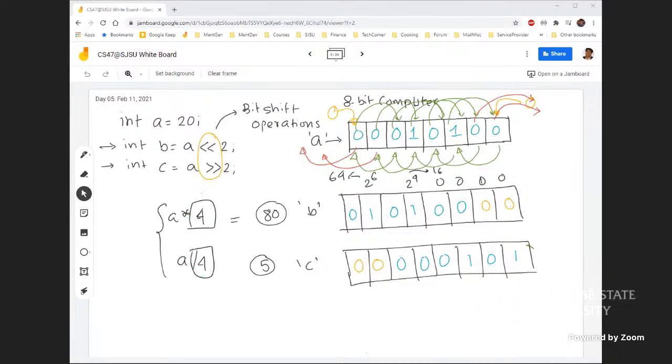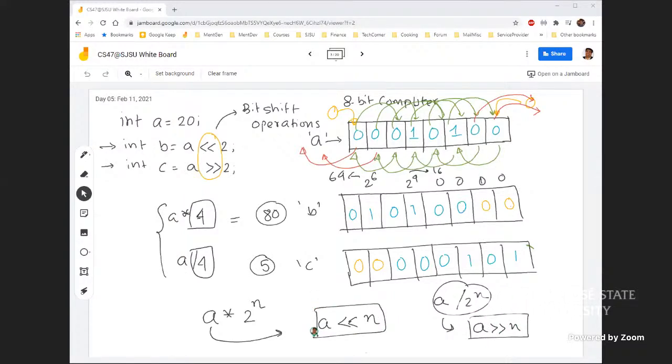So in general, if you are multiplying some number like A into 2 to the power n, all you need to do is take this bit pattern and left shift by n. And if you are doing something like A divided by 2 to the power n, this is nothing but a right shift by that amount, which is basically a faster operation than really doing a multiplication or division at the hardware level.